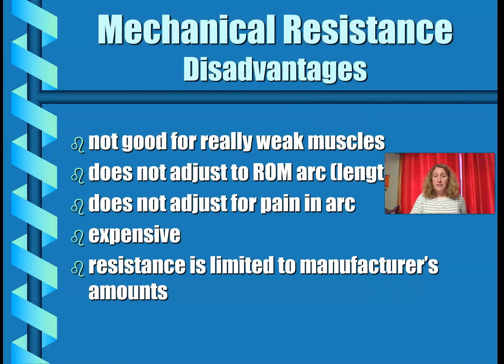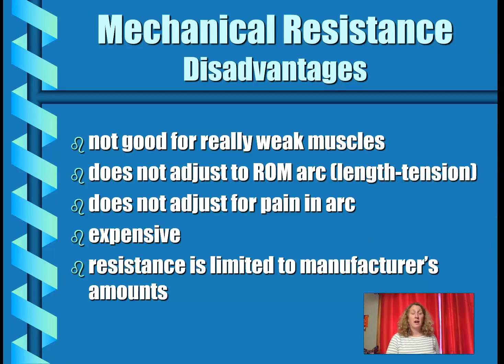Some disadvantages to this: depending on the type of resistance you're using, not everyone has mechanical resistance available at home. If the patient is very weak, it's too big of a jump from gravity to a 5-pound resistance, so it's really not appropriate. The resistance is also limited to the manufacturer's amounts. For TheraBand, it usually starts with yellow, then red, green, blue, black, and silver. It's difficult to quantify that amount of resistance, and you're limited by what it provides. It's difficult to add a red and a green together to create a new resistance. You're limited by what's provided within the TheraBand itself.